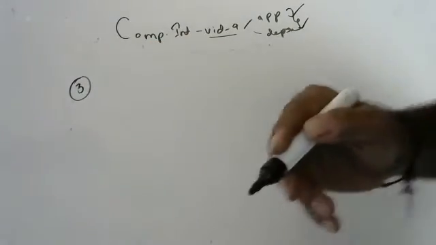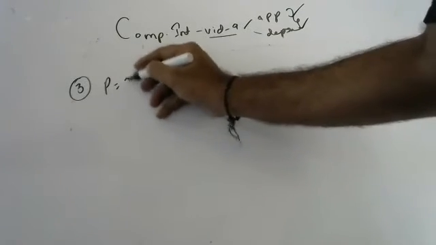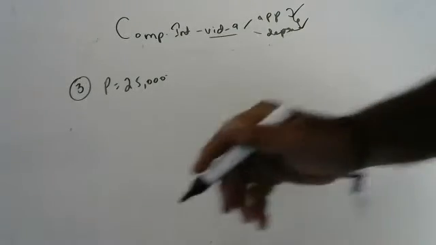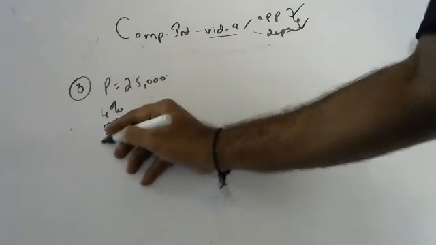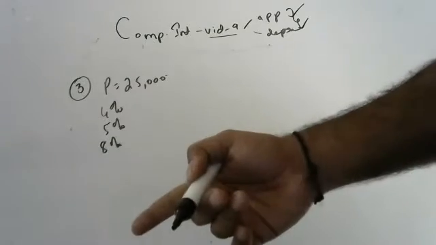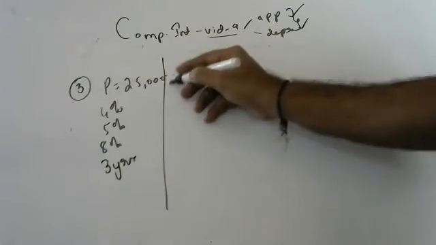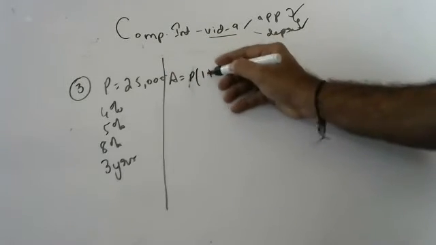Last one. The present population of the town is 25,000. It grows at the rate of 4%, 5%, 8% in successive years. What will be the population after 3 years? Yes, Nandika. We should calculate separately, sir.